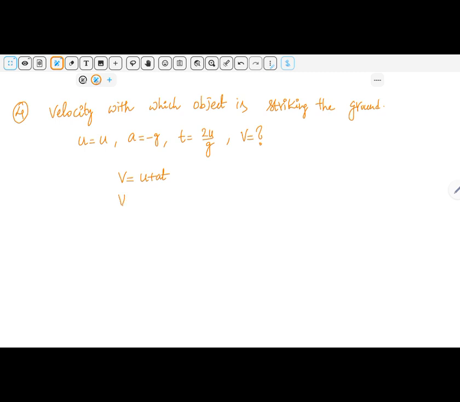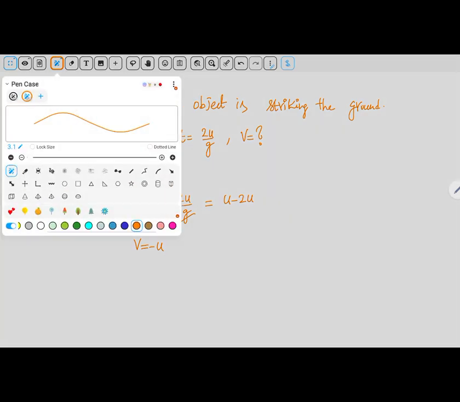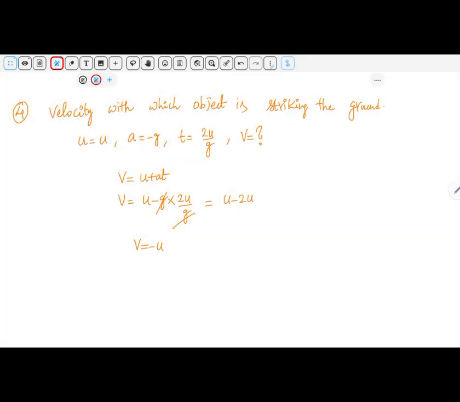Now v is equal to, substitute u value as it is, substitute a value as minus g, and substitute t value as 2u by g. Now g gets cancelled out and you have u minus 2u, which is equal to minus u. Therefore v is equal to minus u. I got a negative value because the velocity is vertically downwards. The final velocity with which the object is striking the ground is vertically downwards. That's why I got this negative sign.